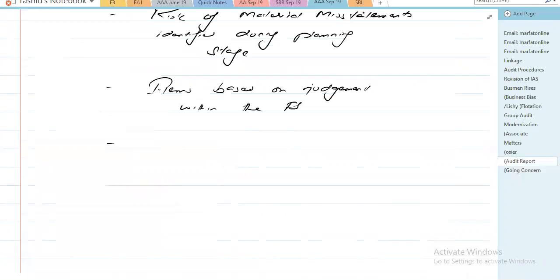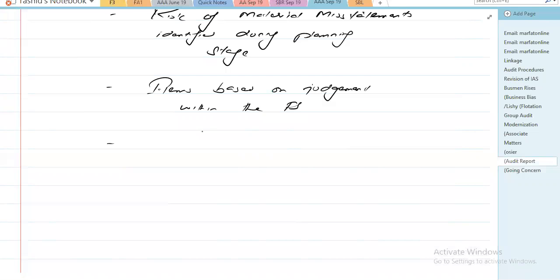So indirectly we are telling them, look, we have also seen the items which are based on judgments, and indirectly we are saying to them, we have also confirmed the reasonableness of those estimates. Although we'll not be writing this thing, but indirectly we are saying this thing.